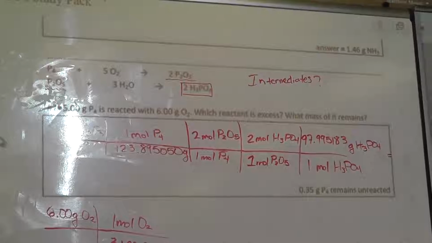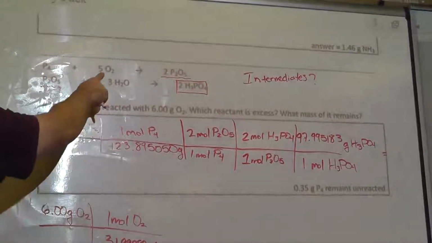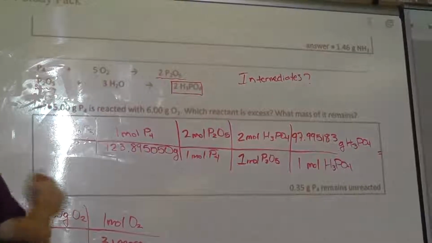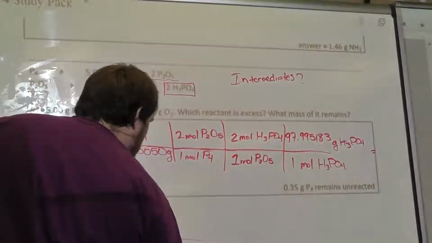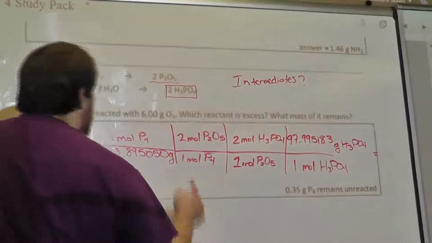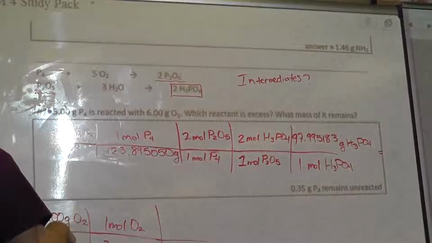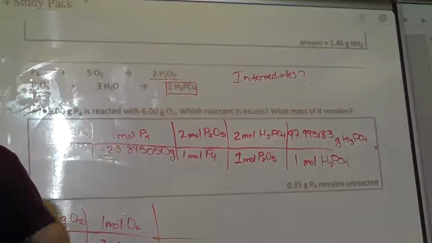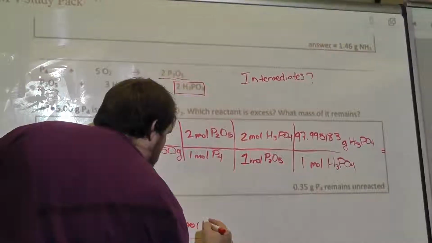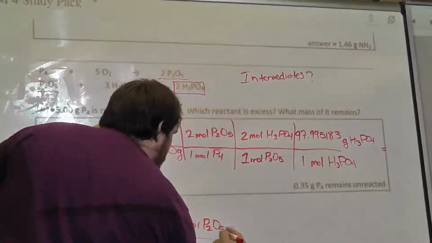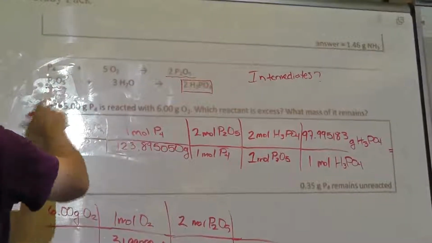So we're going to do the same thing with the O2 now. What's the coefficient for the O2 here? 5. So for every 5 moles of O2, what's the coefficient for our intermediate still? For your P2O5? 2. So every 5 moles of O2, you get 2 moles of your P2O5. So that's going to ferry us down to that next level, where the coefficient is 1.